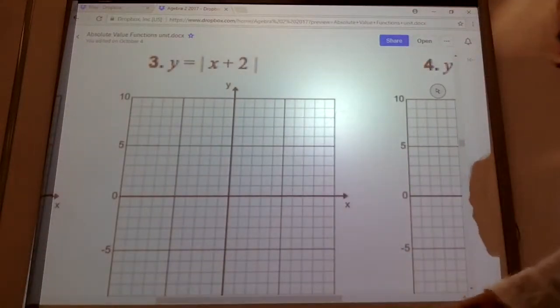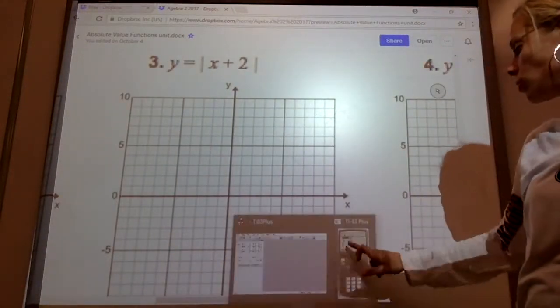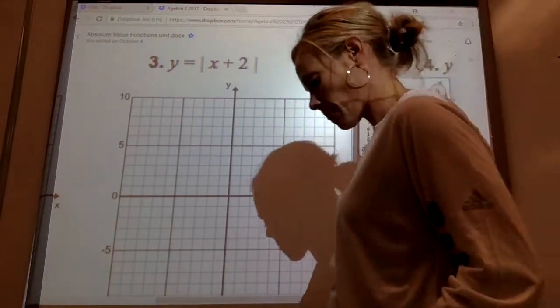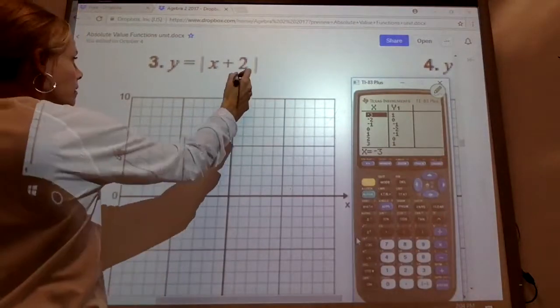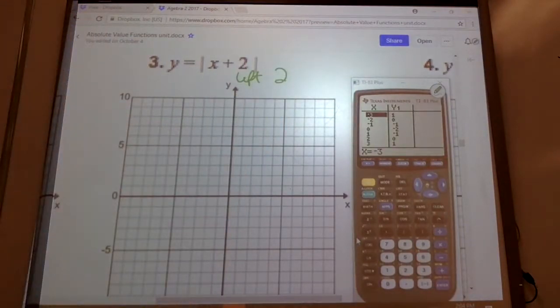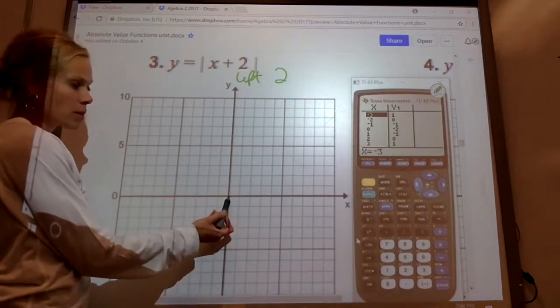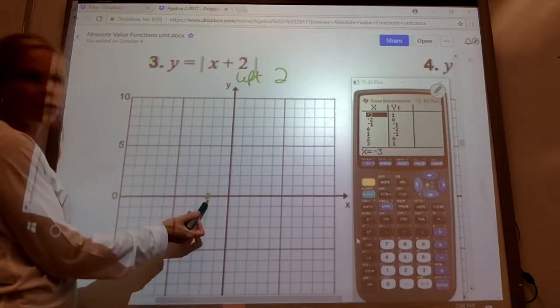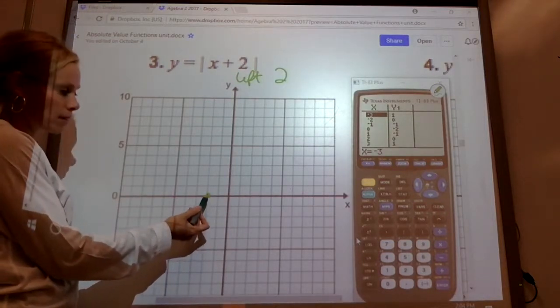What transformation would this one be when I am adding 2 inside the absolute value? What's that going to be? That would be left 2. When I'm adding, subtracting inside the absolute value, that's going to be my left and right. So what I know is that my vertex was 0, 0, and if I go left 2, I know my vertex is going to be over here now.